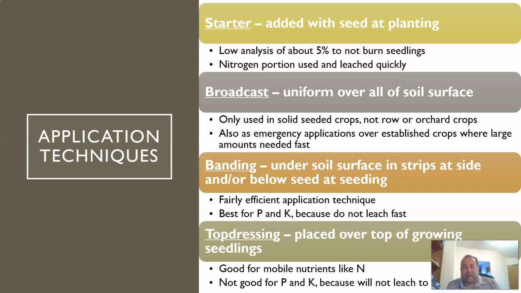Banding, that happens under the soil surface in strips at the side or below the seeding. That's fairly efficient. It's best for phosphorus and potassium because it doesn't leach fast. And then there's also top dressing, which is placed over the top of growing seedlings. It's really good for nitrogen, not as good for phosphorus and potassium because they'll leach too fast.